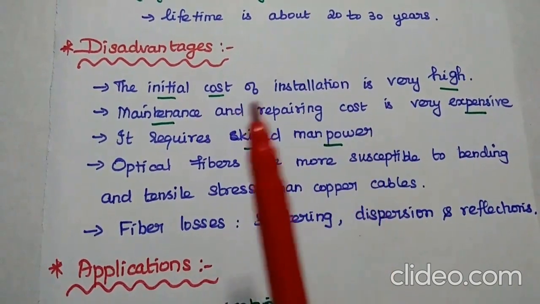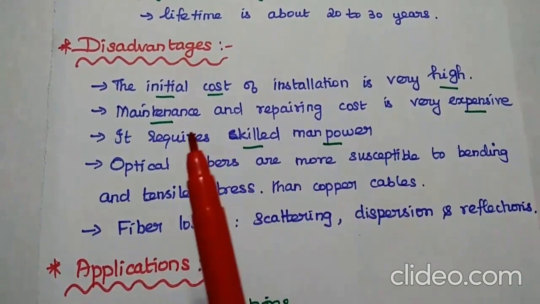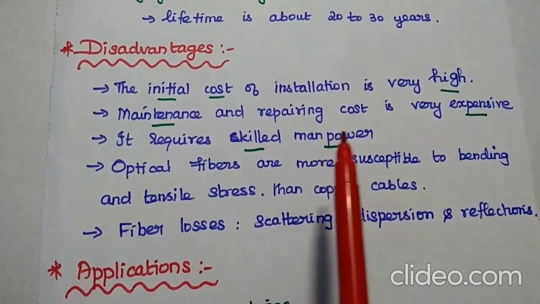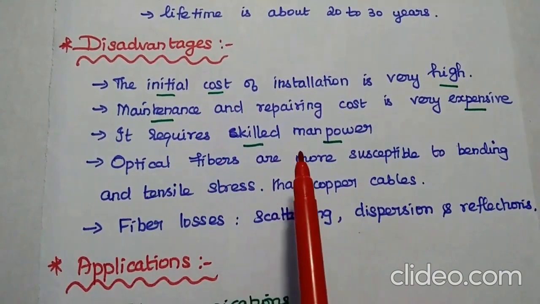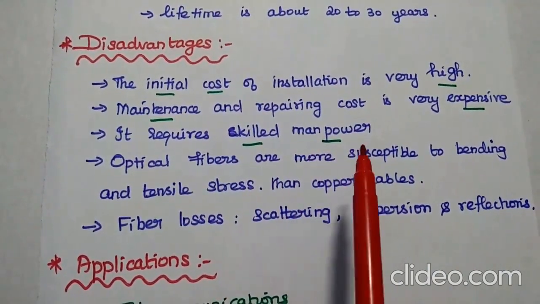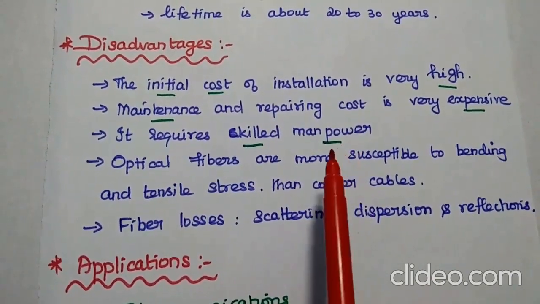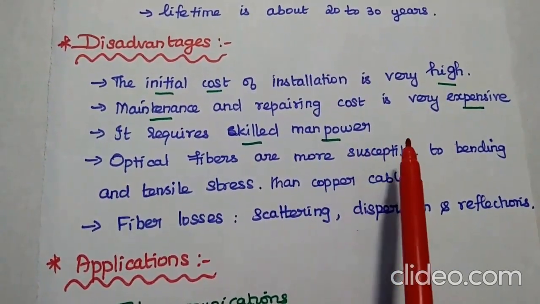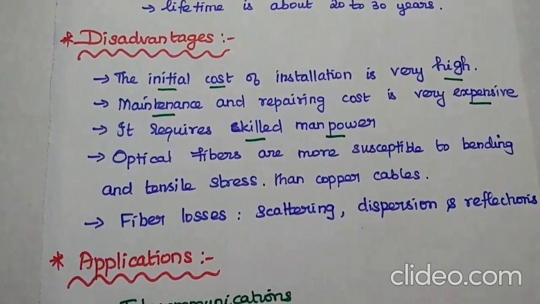Then optical fibers are more susceptible to bending and tensile stress than copper cables. So it is not very easy to bend like copper cables. This is one of the disadvantages. Then fiber losses: scattering, dispersion and reflections occur as fiber losses.